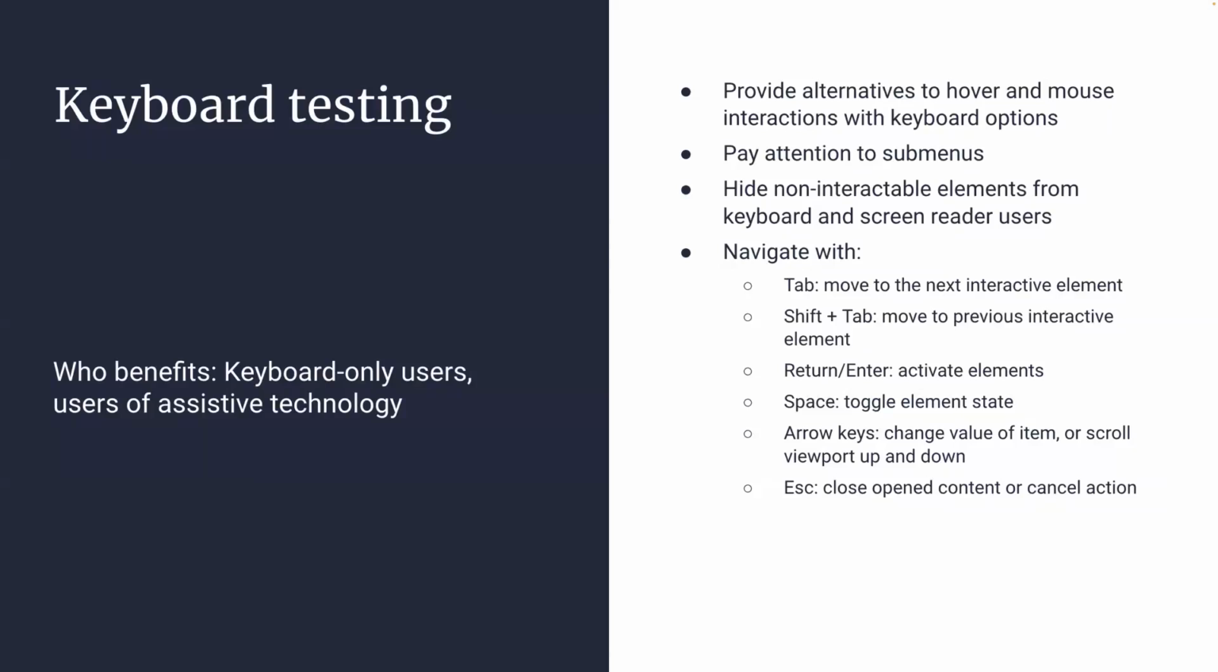Ensuring your content works with the keyboard is beneficial to people who can't use a mouse, such as a user who's blind or someone with limited hand mobility. Assistive technology often interacts with websites in a programmatic way that mimics the use of a keyboard.